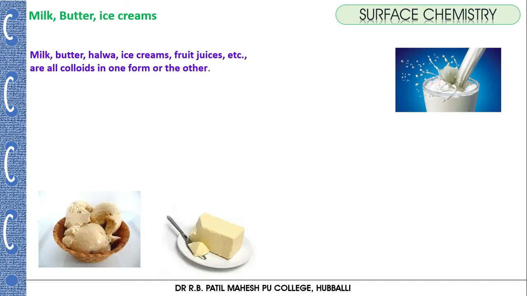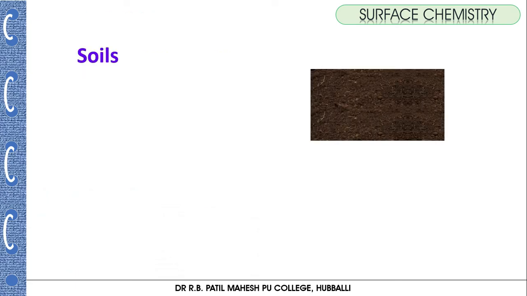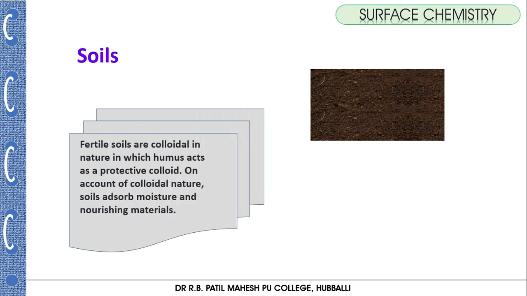Milk, butter, halwa, ice creams, fruit juices, etc. are all colloids in one form or other. Even soils. Fertile soils are colloidal in nature, in which humus acts as a protective colloid. On account of colloidal nature, soils absorb moisture and nourishing materials.